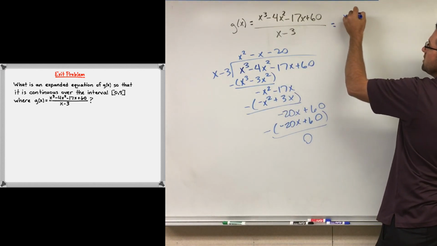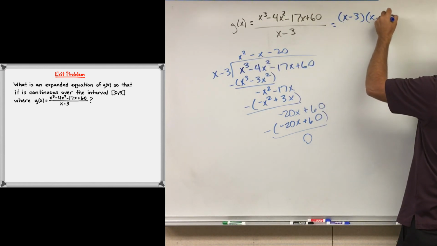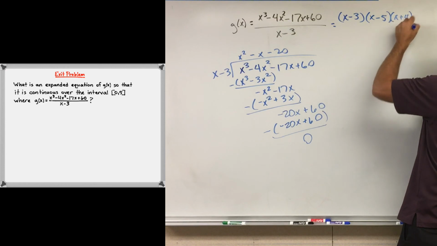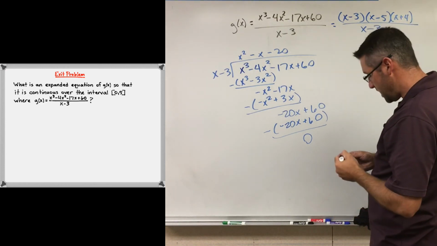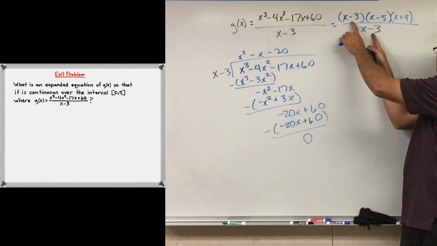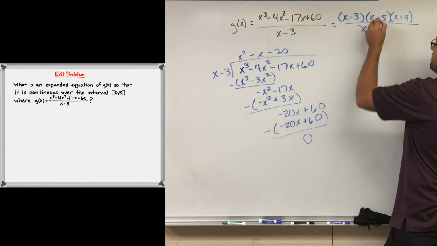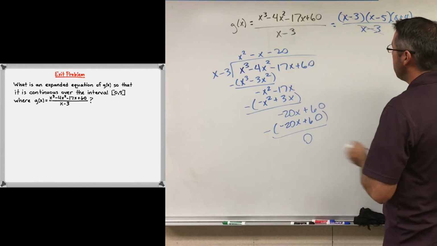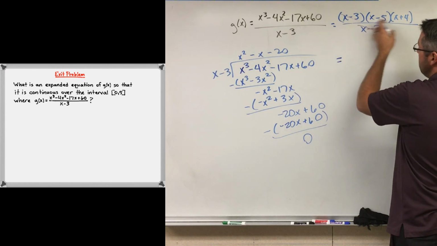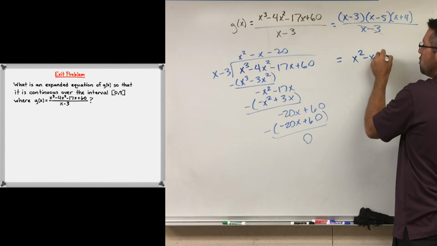We could say this is x minus 3, and then times the factors of this would be x minus 5 and x plus 4, all over x minus 3. And so we can see that we have a removable discontinuity because those factors reduce, and we're left with these two factors, which would imply that we have a parabola. So we have a parabola here, and I'm going to go ahead and multiply that out. It ends up being x squared minus x minus 20.